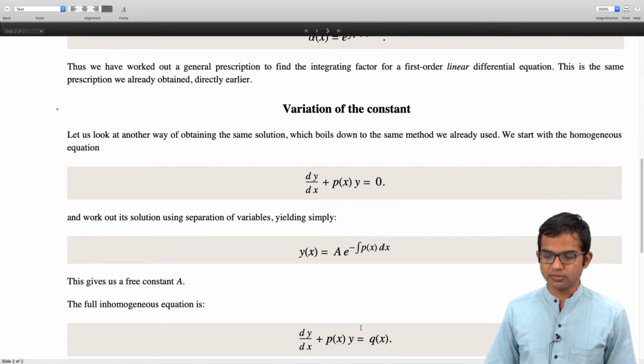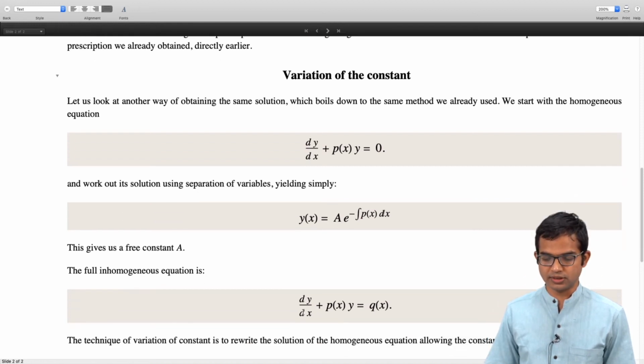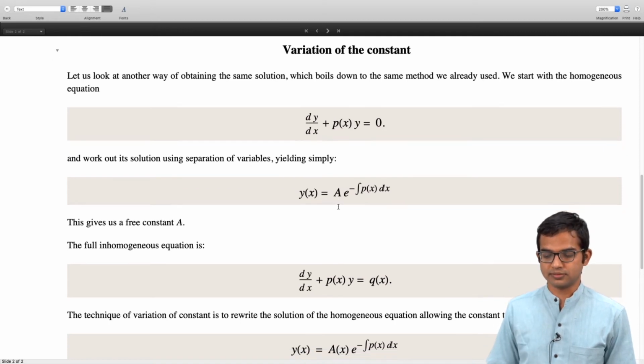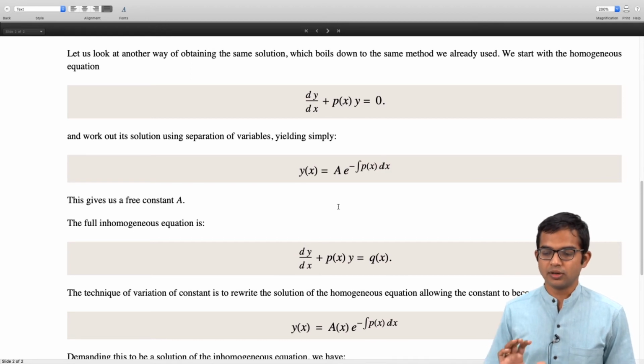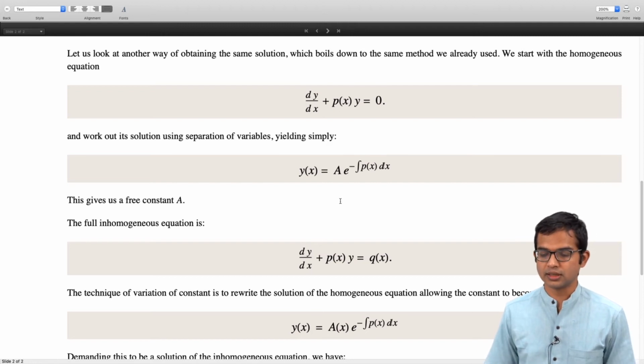Now using this, we want to be able to find the solution for the full inhomogeneous equation, right? So the technique of variation of constant says that you elevate this constant to a function, right? It's essentially what we did earlier, but I'm just putting it in somewhat different language, and then we'll just recover this. You can think of it as a revisiting exercise.